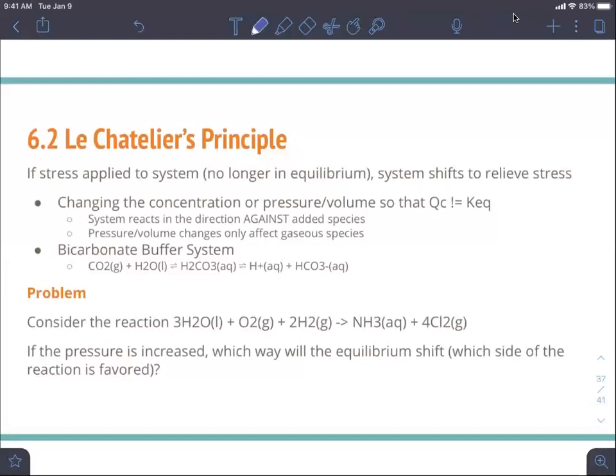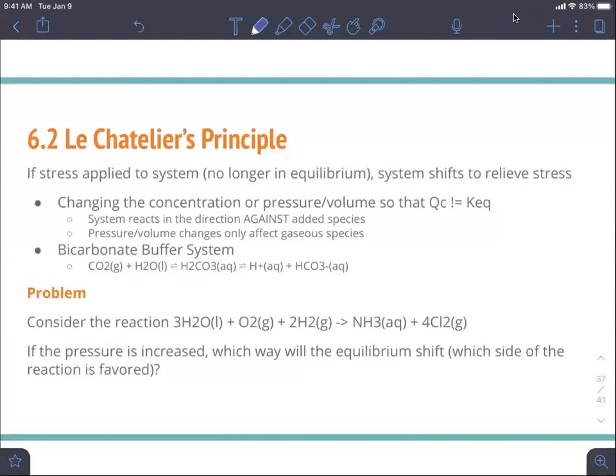For example, if you change the concentration or the pressure or the volume so that the reaction quotient is no longer equal to the equilibrium constant, the system reacts in the direction against the added species. Say you add in more reactants, then the reaction would start to favor the products more because you want to use up the reactants and have more products. And so you have that equal ratio at equilibrium again.